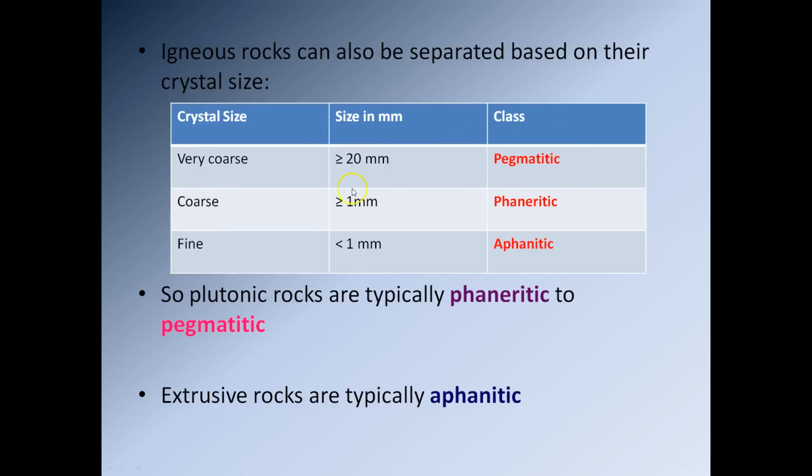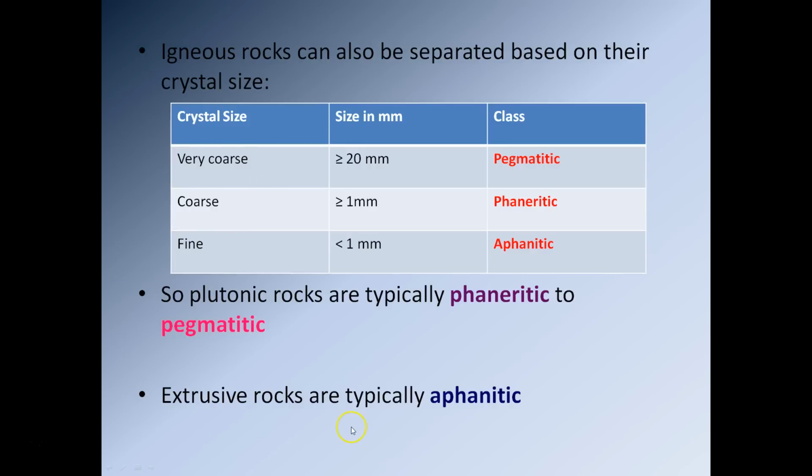Coarse-grained igneous rocks with crystals in excess of 1 millimeter in size, up to 20 millimeters in size, are referred to as phaneritic. And fine-grained igneous rocks with crystals smaller than 1 millimeter in size are classified as aphanitic. So plutonic rocks are typically either phaneritic or pegmatitic because the magma cools slowly underground, producing coarse crystals.